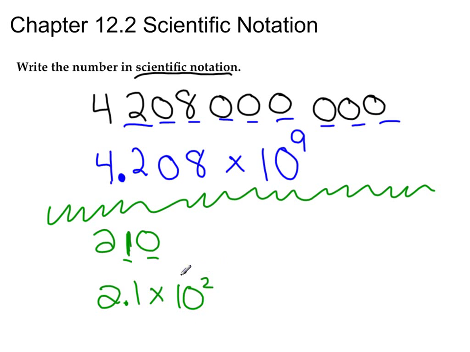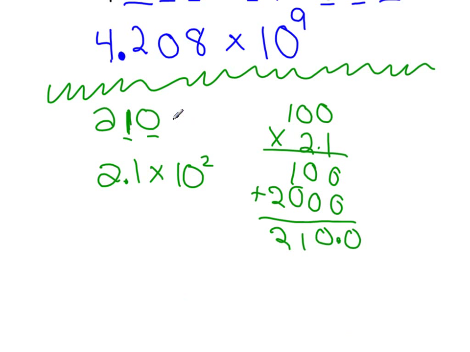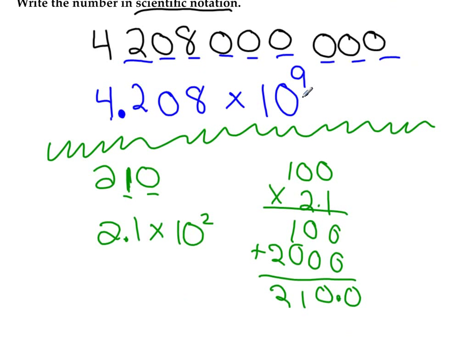Now let's see. 10 squared is really 100. So we have 100 times 2.1. Well, 1 times 0, 1 times 0, 1 times 1, placeholder, 2 times 0, 2 times 0, 2 times 1. Add them up. How many decimal places were involved? Well, 1. And hey, look, we got back the same number we started with. So we got 210. That's what scientific notation does, except it's really obnoxious for us to write out 10 to the 9th, multiply that all out, and then times 4.208. So we'll just take for granted that it always works.